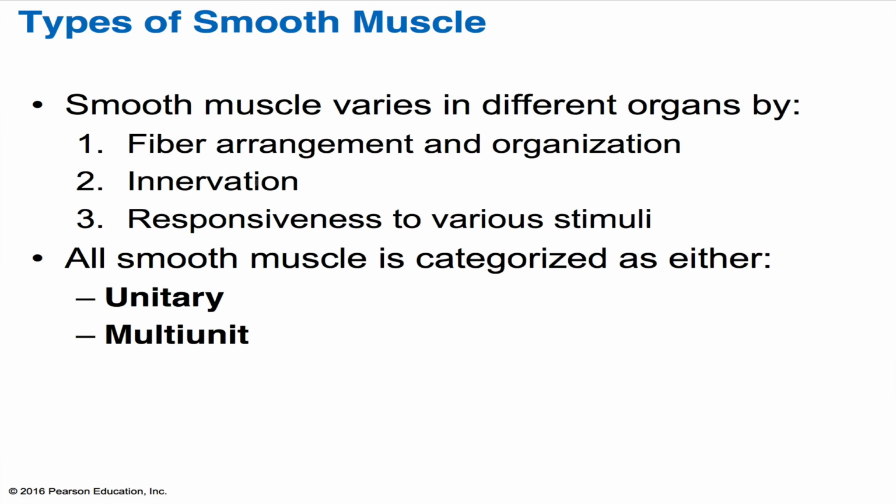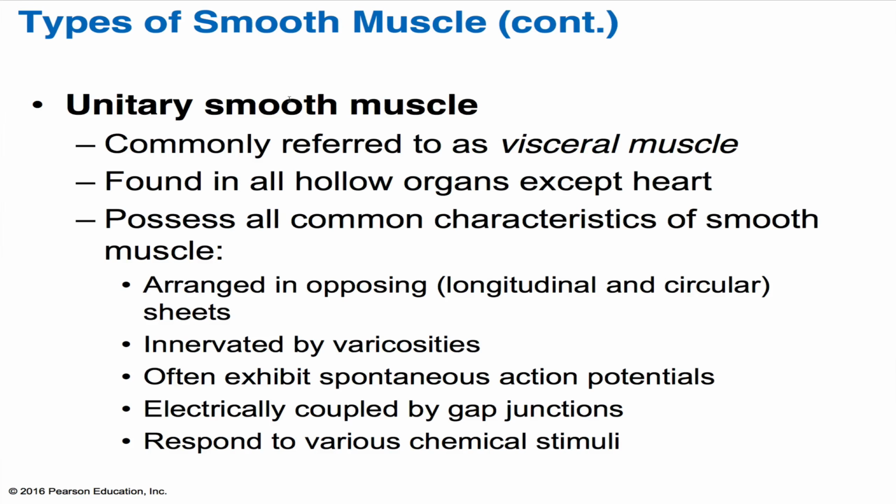Now let's talk about the types of smooth muscle. The smooth muscles in different body organs vary substantially in their fiber arrangement and organization, their innervation, and responsiveness to various stimuli. For simplicity, all smooth muscles are characterized as either unitary or multi-unit. Unitary smooth muscles are commonly referred to as visceral muscles. We find them in the walls of hollow organs, with the exception being the heart.